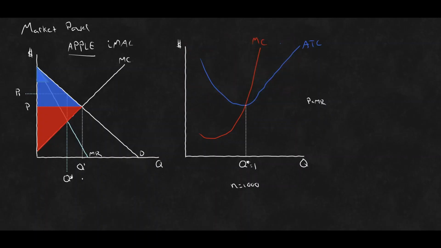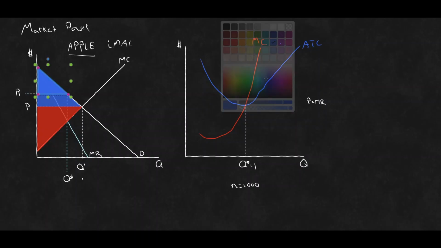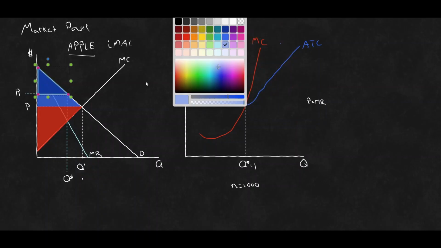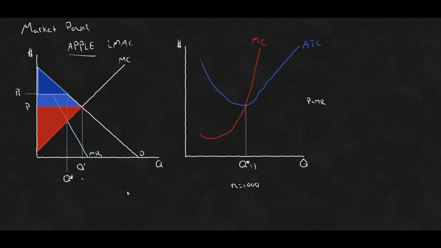The consumer is now getting this area as their consumer surplus. It's shrunk. It's now the difference between what they're willing to pay and this new P1 that they have to pay, but they only get to consume up to Q star now.